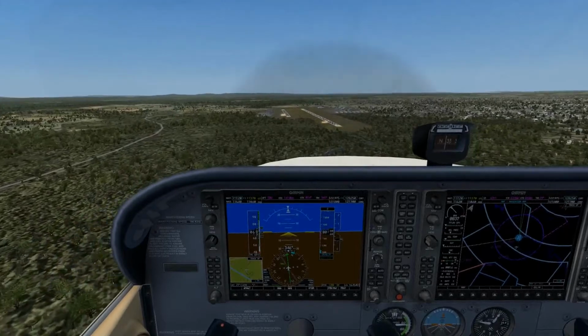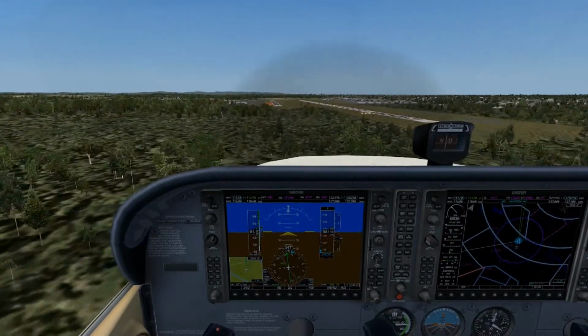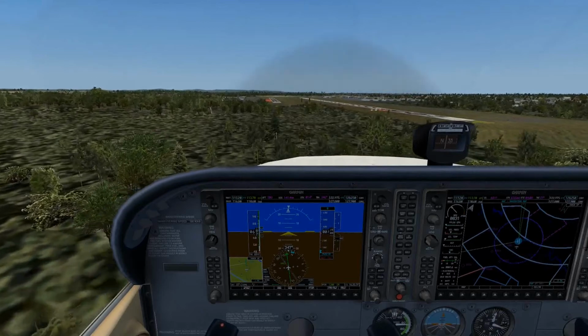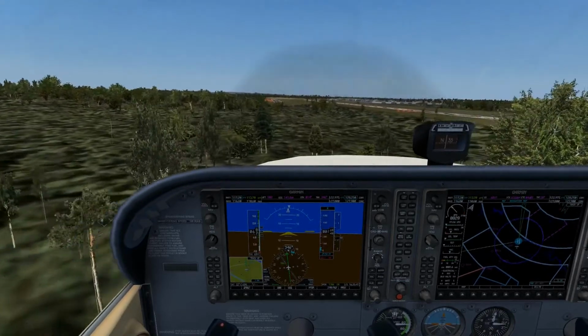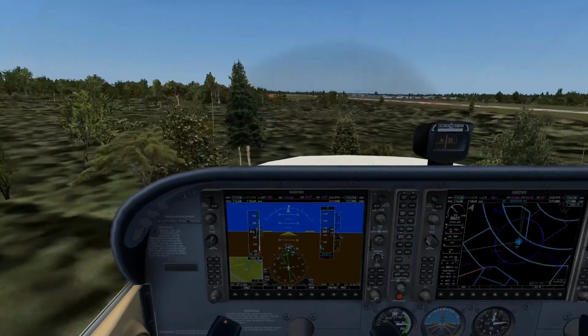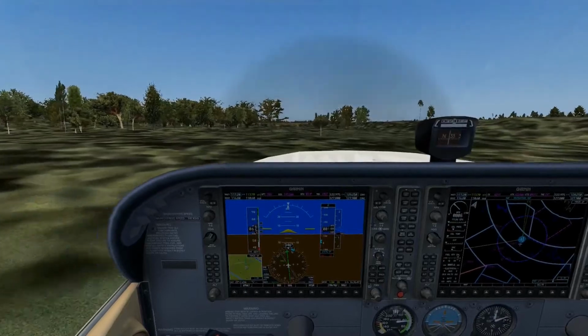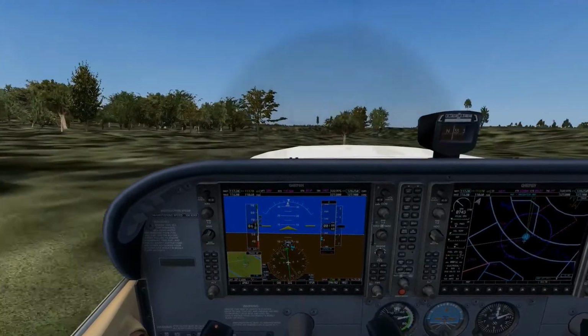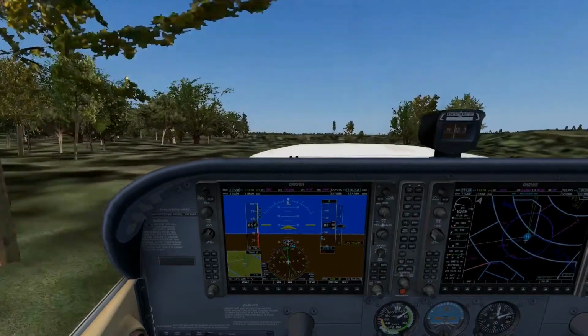Now that we've leveled our wings, you can see our descent rate has decreased to about 800 feet per minute. And once again, we're a little bit closer to the runway each time, but still not close enough to make it. Adding some flaps just to extend our glide a little bit, but it's not going to do anything.